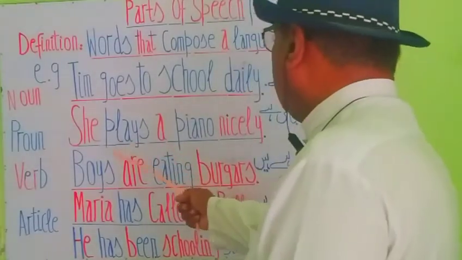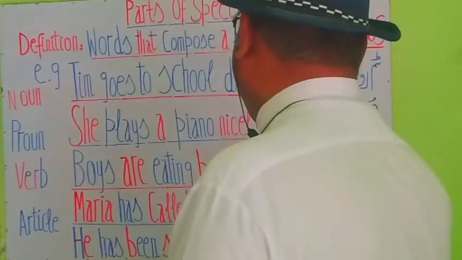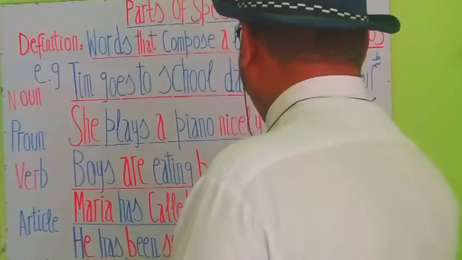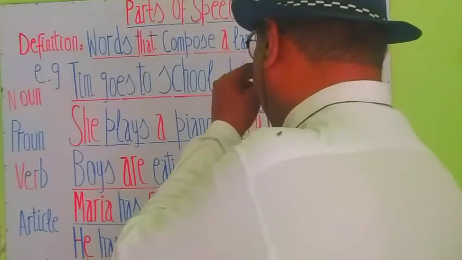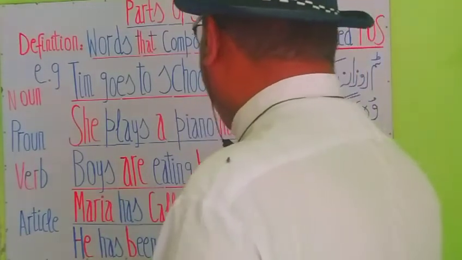Here see, she plays a piano nicely. वो उम्दगी से पियानो बजाती है. So nicely is an adverb and it qualifies the verb plays.